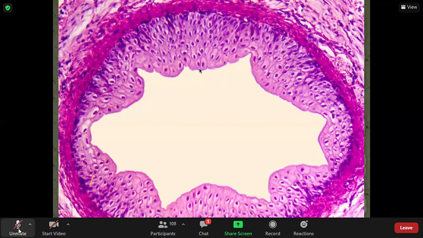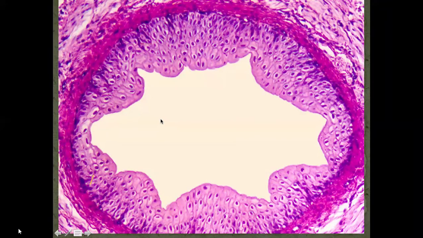So look at these cells. They all look the same, but some are large at the top or in the apical portion, compared to the smaller ones at the basal portion. So it changes depending on whether it is stretched or relaxed. It is not columnar, because of the nucleus and the appearance of the cells. It is not cuboidal either, because the shape is different. So, this is a transitional epithelium.